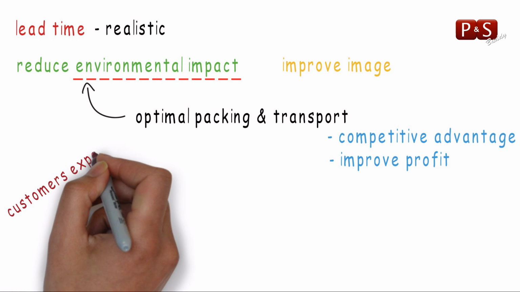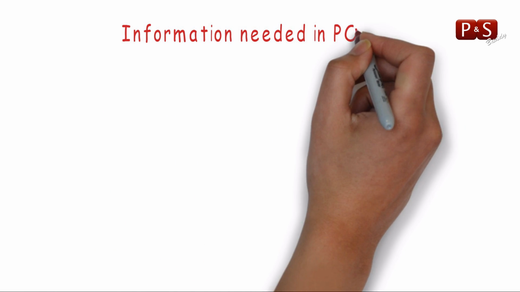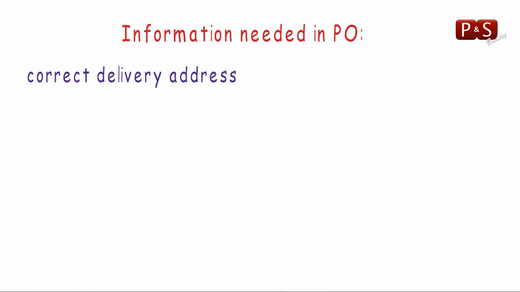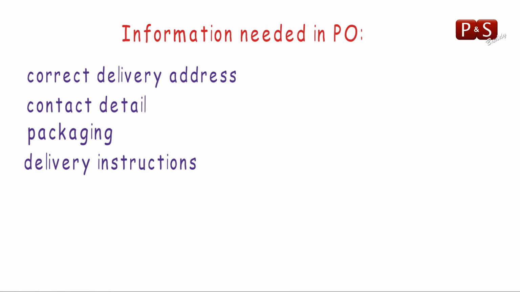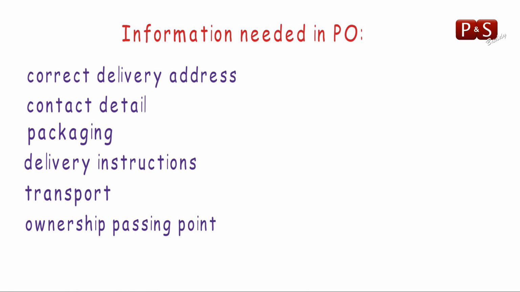to follow environment-friendly practices. Now let us see some points to be covered in the purchase order, or some information to be provided to the suppliers. A clear and accurate delivery address. Details of the contact person at the delivery point. Packaging instructions. Delivery instructions like delivery schedule and delivery restrictions. Transport instructions. The point at which the ownership of the product and the related risk and liabilities passes from supplier to buyer. A very important piece of information which can be very crucial in case of disputes.